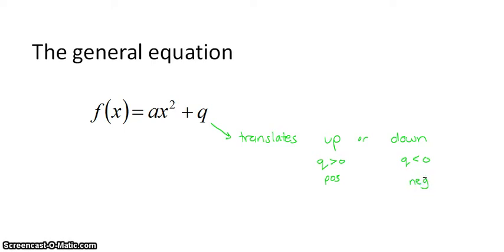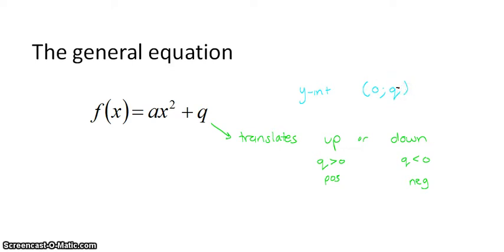Okay. Notice something that I didn't point out on the picture is that if I have a q value, I've translated up. Because the parent function had a y-intercept at the origin, if I go q units up, then my new y-intercept is going to be q units up from the old y-intercept at the origin.